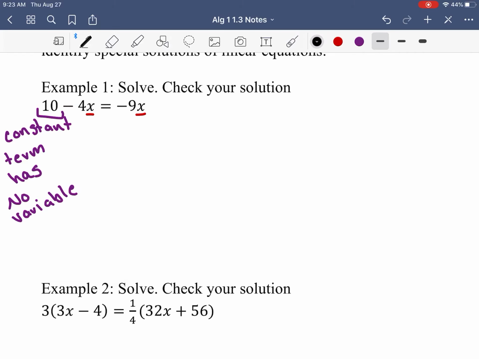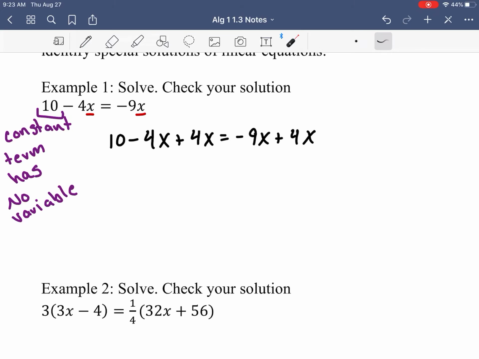I'm subtracting 4x, so I need to do the opposite of subtraction, which is add. So I'm going to take 10 minus 4x, and we're going to add 4x to both sides. Then we'd have negative 9x, and we're going to add 4x to both sides. Again, notice how I'm showing my work. I write the whole left side, the whole right side, I write it all out, and then I put my plus 4x on the end.